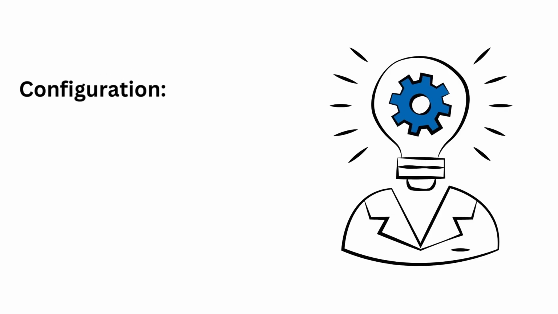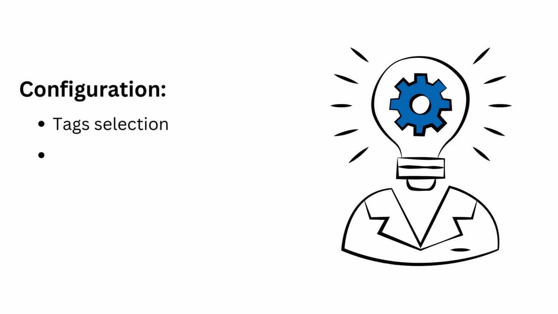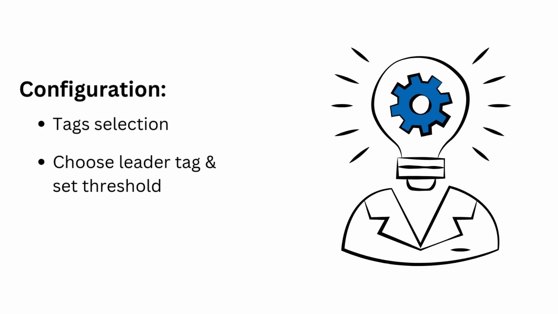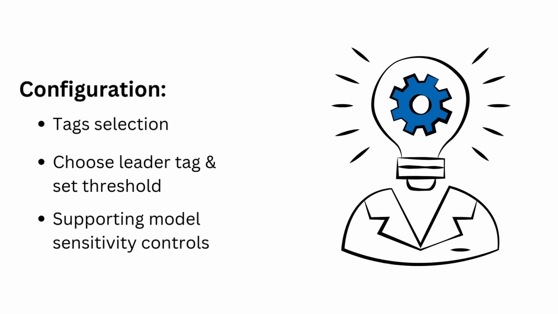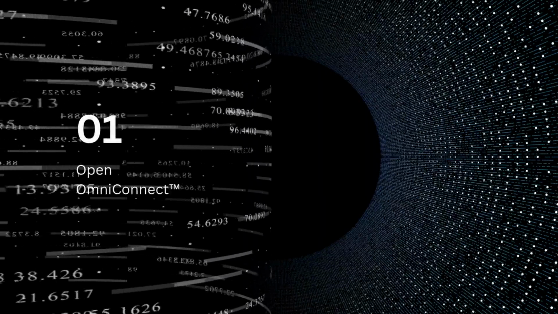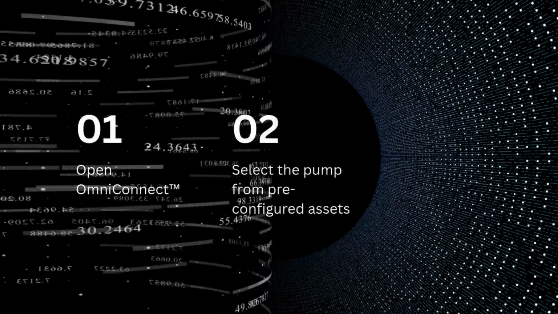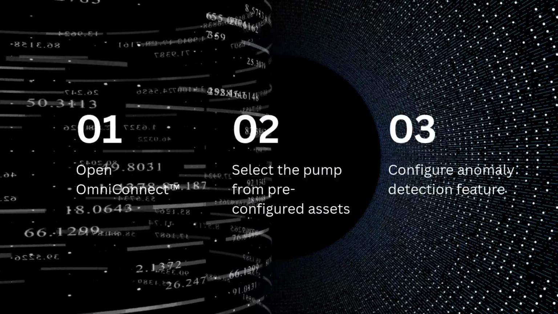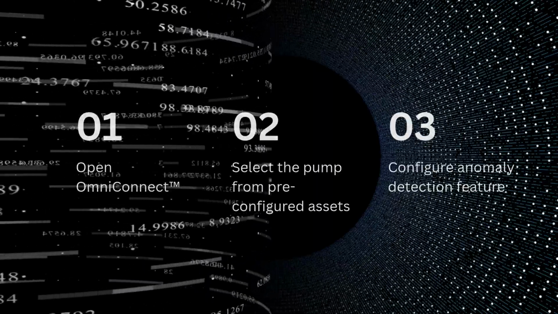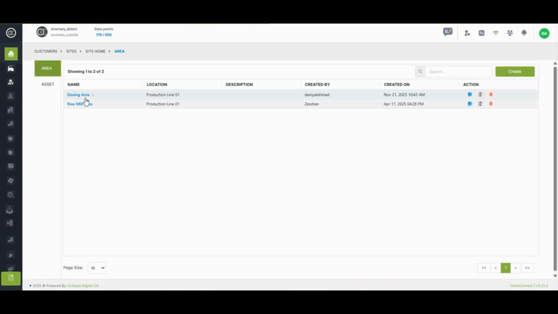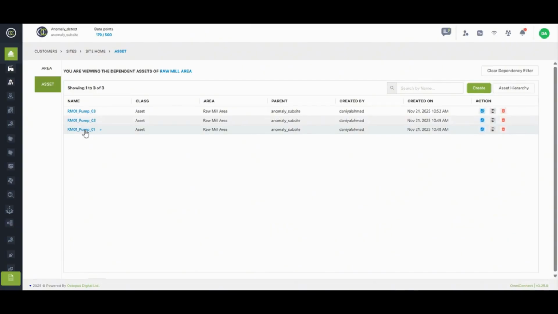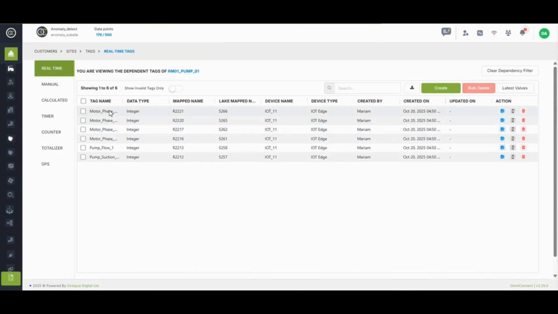Configuration defines the tag selection, the leader tag with its threshold, and the supporting model sensitivity controls. I'll open OmniConnect, select the pump from pre-configured assets, and configure the anomaly detection feature. The site is anomaly_subsite. The area is raw mill, and pump 01 is the troublesome asset. OmniConnect automatically displays all available real-time tags.